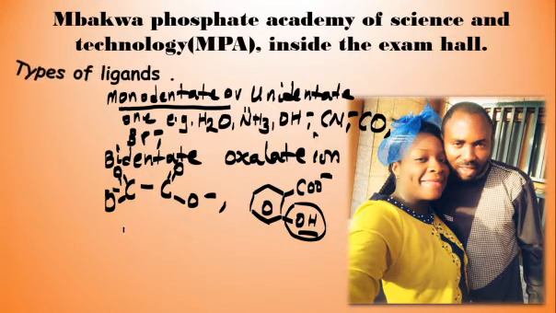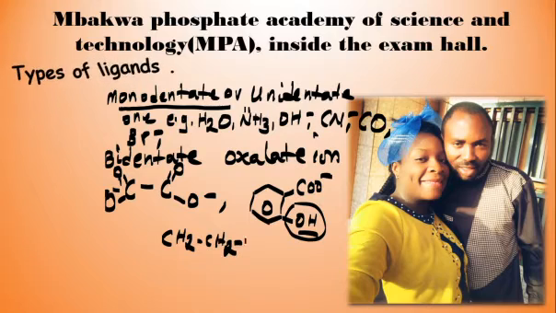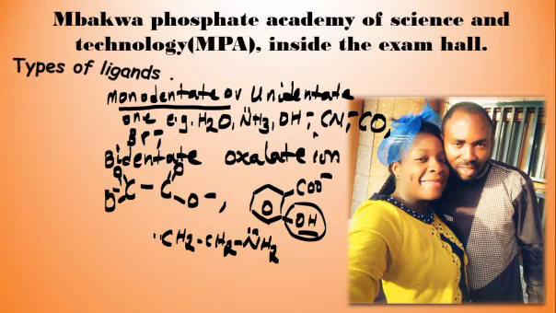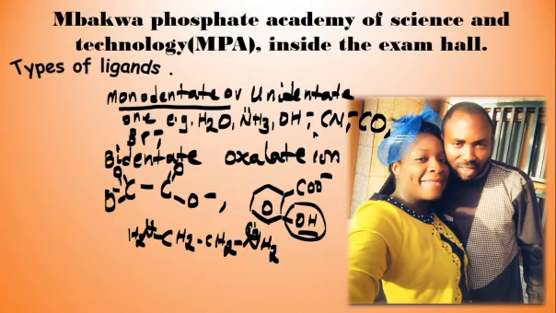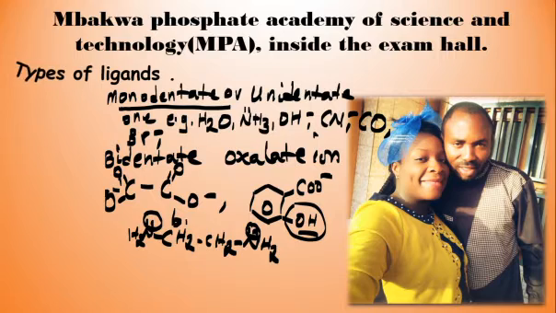You can also have a prominent one, ethane-1,2-diamine. Just look at this compound, ethane-1,2-diamine, meaning that there are two nitrogen atoms with two lone pairs. This is a lone pair, this is a lone pair. So you see, these two lone pairs of electrons form the bidentate ligand.